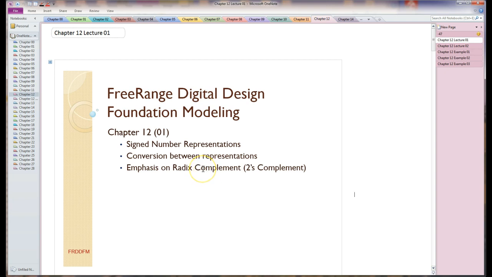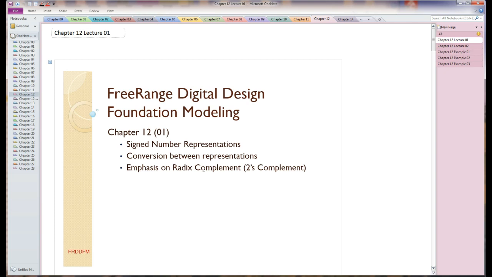So what we've been working with so far is binary numbers, but they've all been positive binary numbers. What we need to get to is working with negative numbers, so we need representations that are sign representations. So this chapter is primarily about the sign representations of binary numbers. So we'll be converting between these representations.